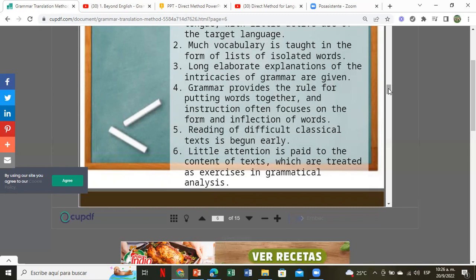Cuidado con eso. Mr. Cigarán, number 6. Yeah, number 6. Little attention is paid to the content of texts, which are treated as exercises in grammatical analysis.